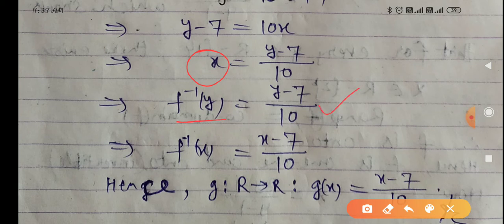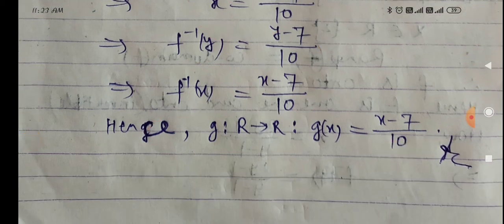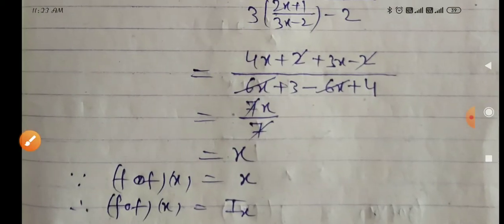Now on both sides in place of y you can put x. So f inverse x equals tan inverse of (x minus 7). So this is f inverse x, the inverse of function f. So this inverse will be function g. So hence g from R to R, g(x) equals tan inverse of (x minus 7). So like this you can find. One more question I am taking.